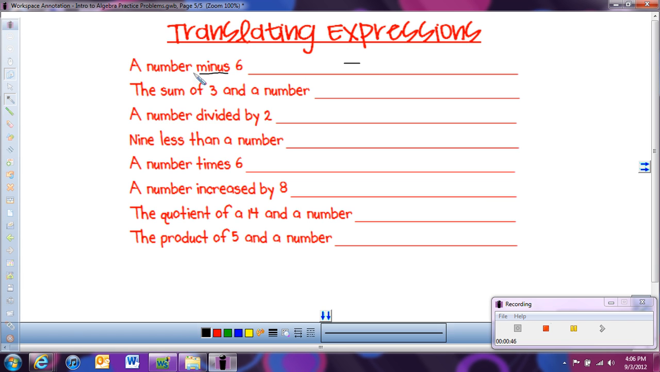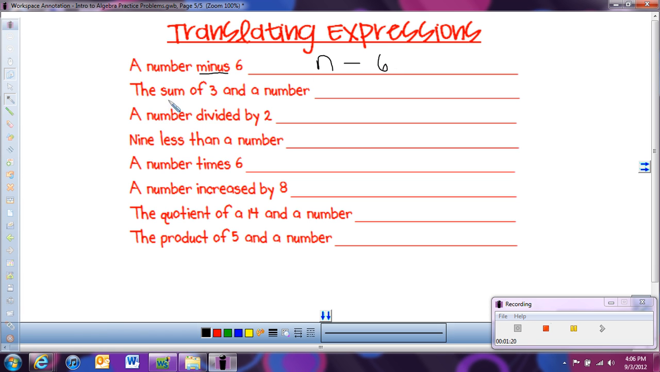And now it says a number minus 6. So in this case, we're going to start with a number. We're going to call it n because it's a number. You can call it whatever letter you want, whatever variable you want it to be. But we have a number minus 6. So we're going to subtract 6. That's what that problem looks like in a mathematical sentence versus just words: n minus 6.